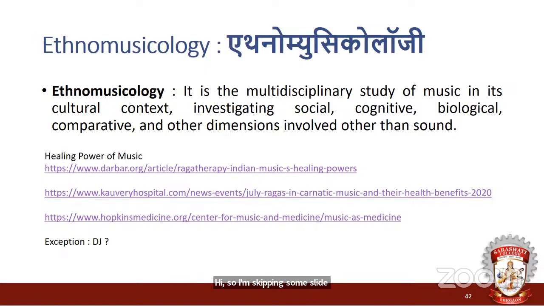There is one contemporary or modern science that has produced a branch of ethnomusicology, which we call the multidisciplinary study of music. Then there are some official websites here. You can take a screenshot and explore these websites after the session. Hopkins Medicine Center also started believing that music can be used to cure certain diseases and heal certain health conditions. These are some hospitals which started believing. I'll show you the links that music can help.